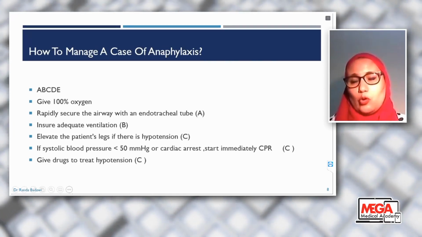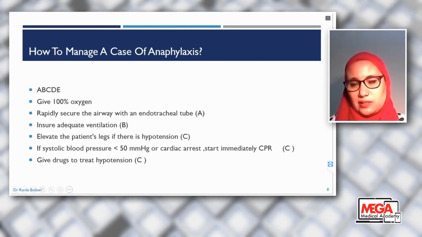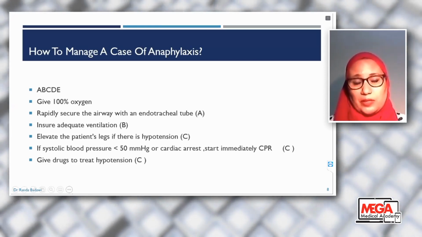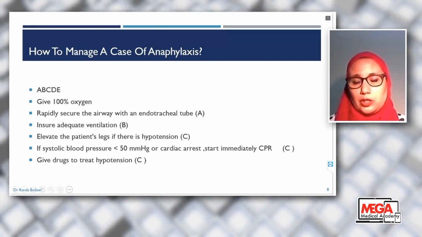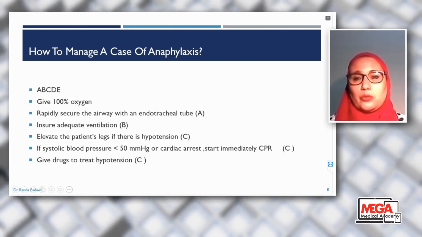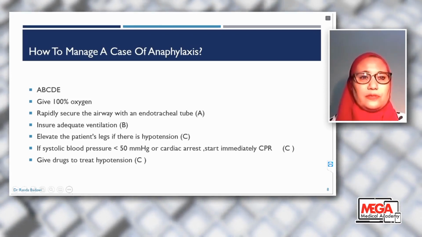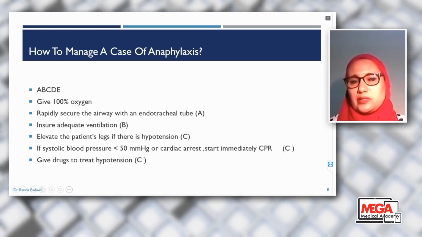It's better to call for an expert anesthetist to intubate such a patient, and he should be ready with the difficult airway chart. This is as regards the A.